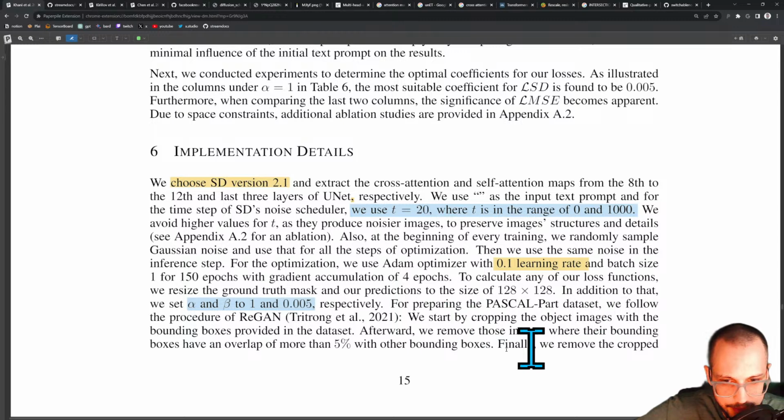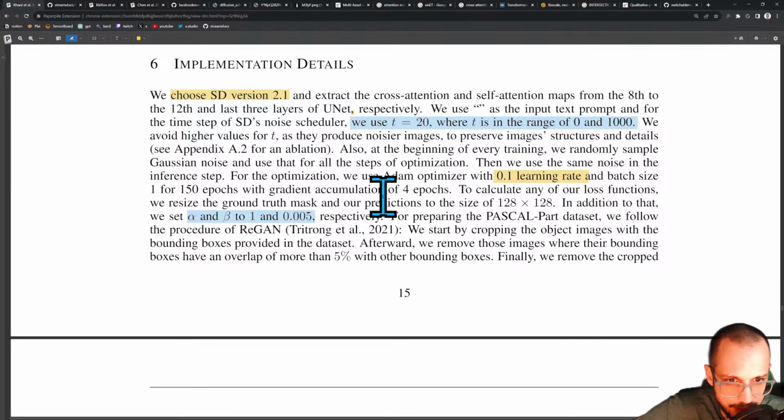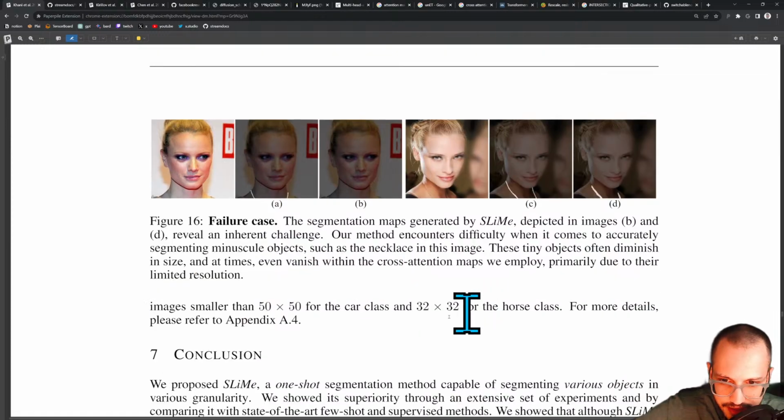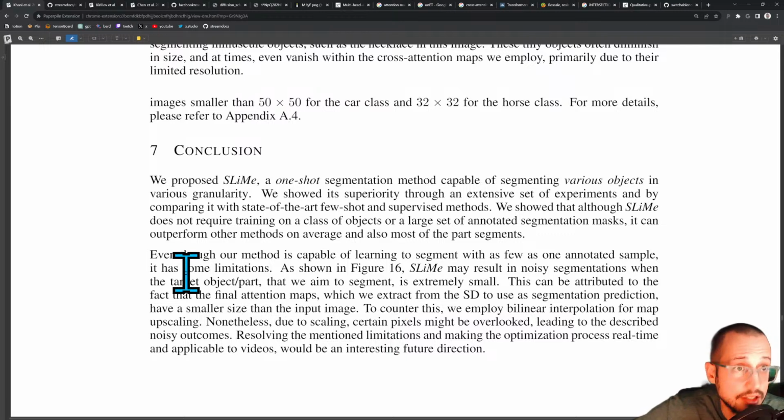We start by cropping the object images with a bounding box. Afterwards, we remove those images with our bounding box that have an overlap of more than 5% with another bounding box. Okay, so this is some tedious data prep that they do for the Pascal-Part data set. Some more little details around the data set. Let's get to this conclusion here.